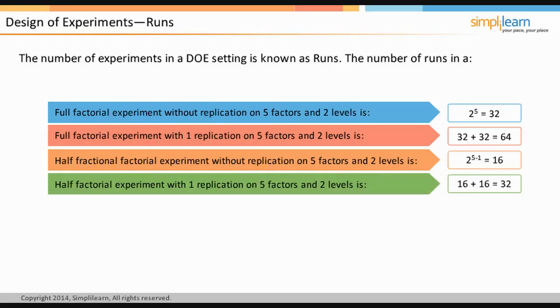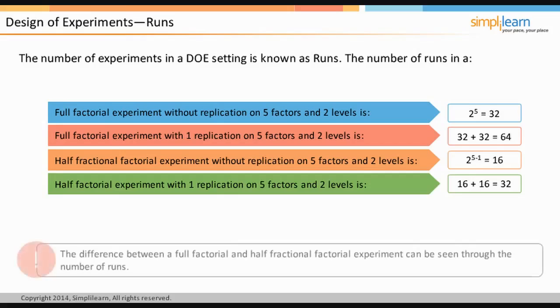The number of combinations can be determined using the formula L to the power of F, where L is the number of levels and F is the number of factors. Half fractional factorial is calculated using the formula L to the power F minus 1. At 3 levels, a 5 factors full factorial experiment would amount to 243 trials, and half factorial experiments would require 81 trials. The difference between full factorial and half fractional factorial experiments can be seen from the number of runs.